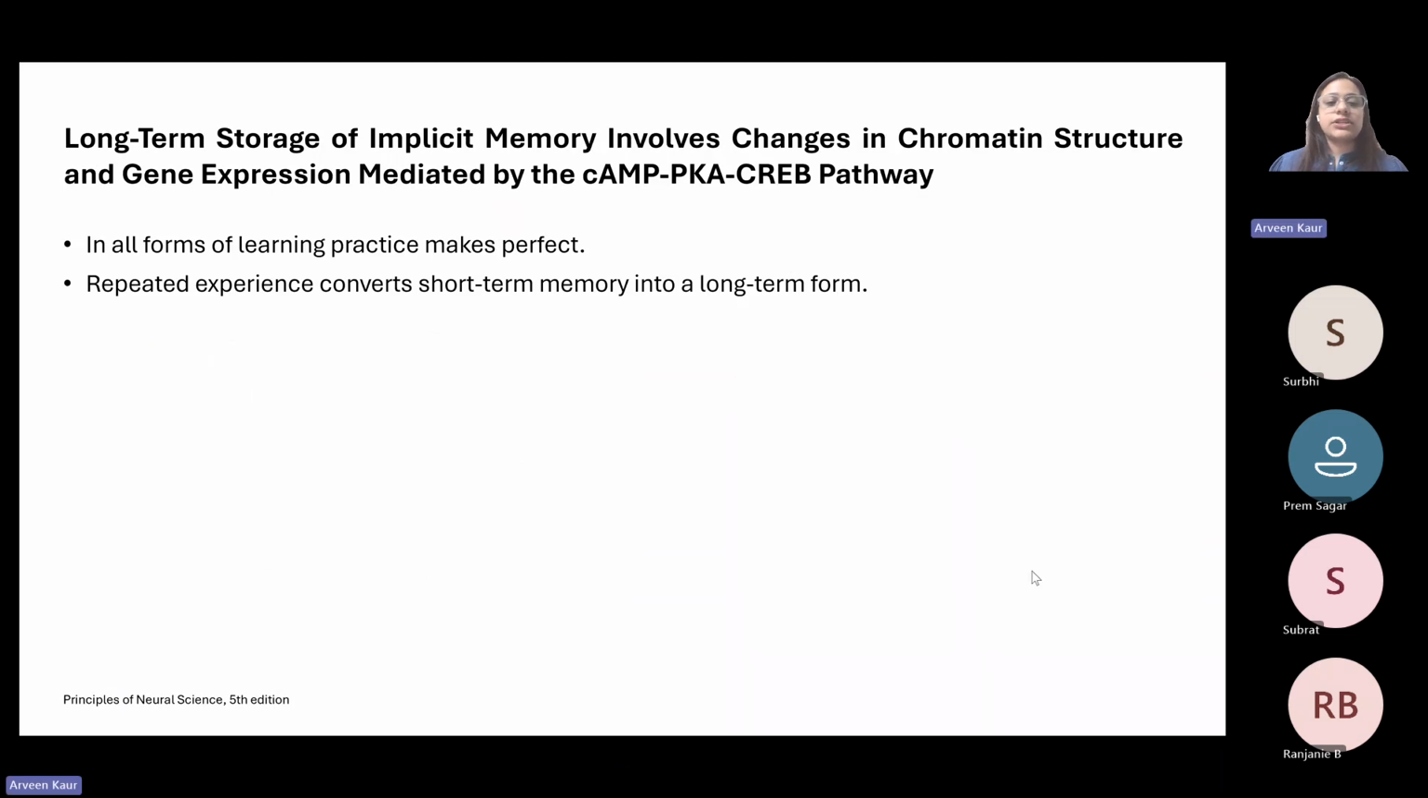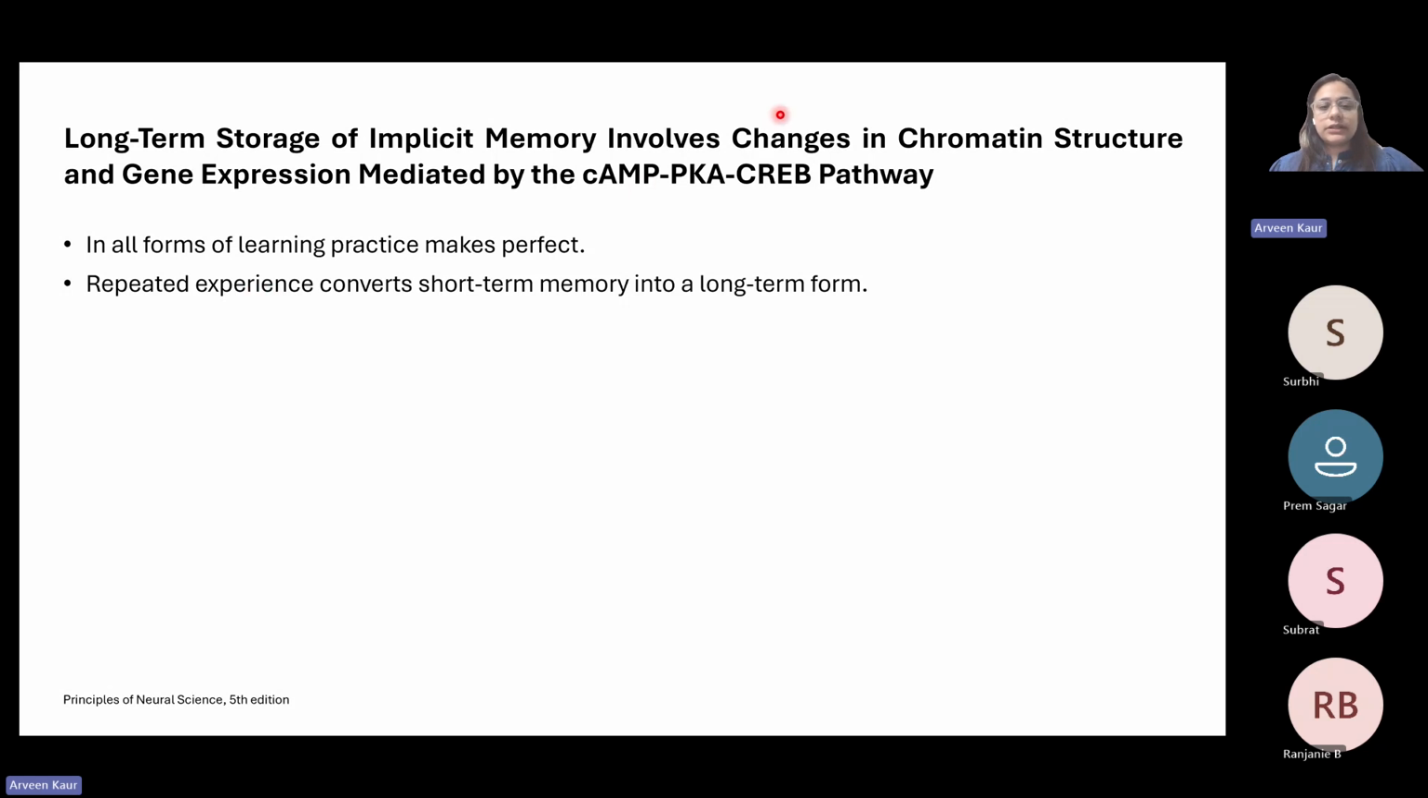Then long-term storage of implicit memory involves changes in the chromatin structure and gene expression, which is mediated by the cAMP, PKA, CREB pathway, right? So this is the molecular mechanism. We can go through it. Probably it will be the last point we'll go through. So whatever is left, we'll take up in the following lecture, right?